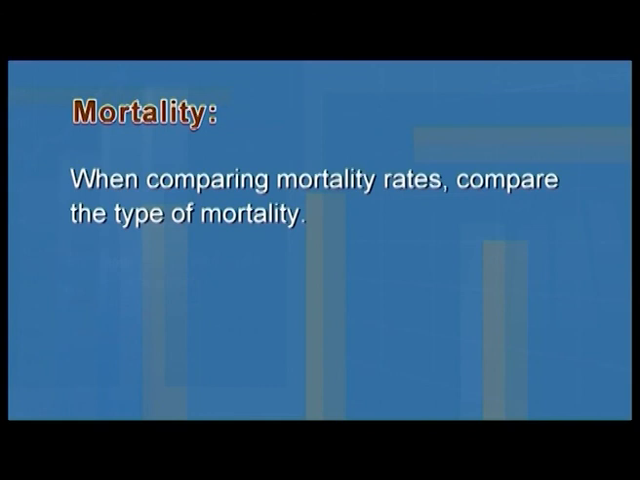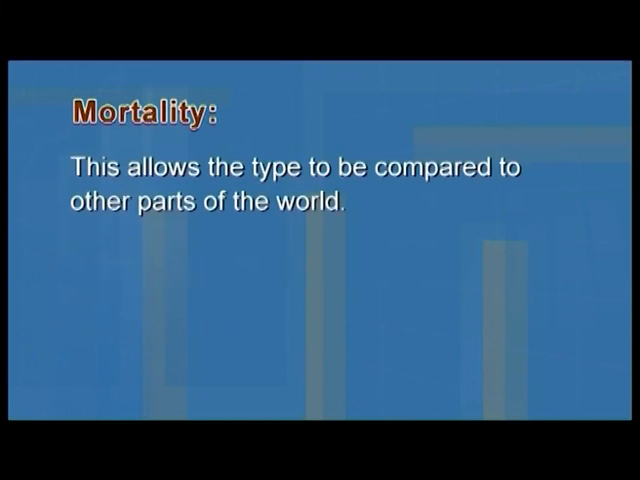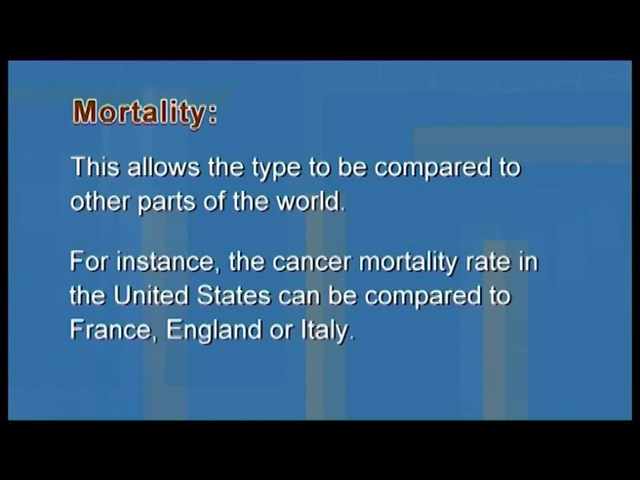When comparing mortality rates, compare the type of mortality. It includes death from cancer, AIDS, drug abuse, or the flu. This allows the type to be compared to other parts of the world. For instance, the cancer mortality rate in the United States can be compared to France, England, or Italy.